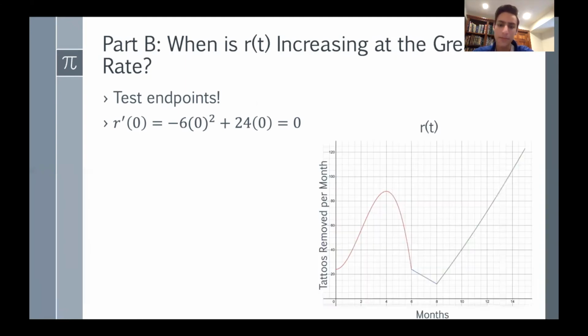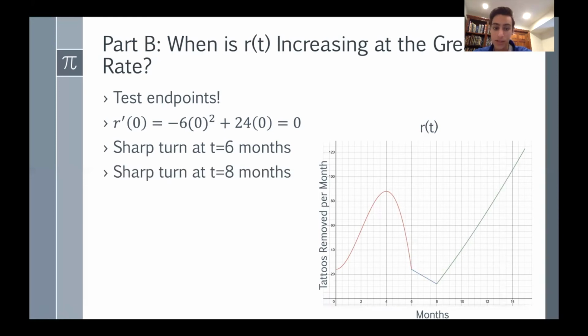So probably not. And if you recall what our graph looks like, this linear section has a sharp turn at 6 and a sharp turn at 8. Since there's a sharp turn here, the derivative actually doesn't exist. It's discontinuous. So we don't have to worry about that being a maximum. At 6 and at 8 it's a sharp turn, so we can just ignore them as possible maximums.